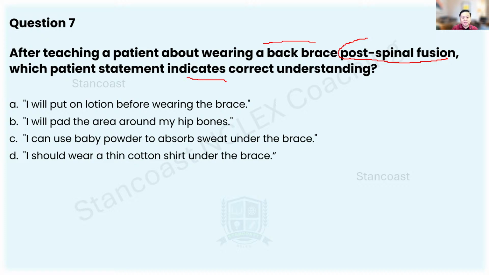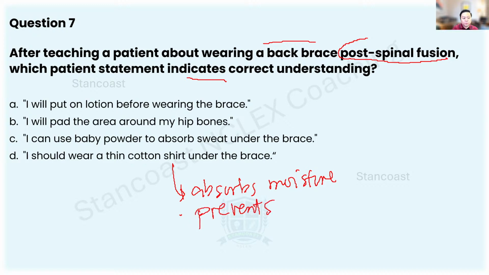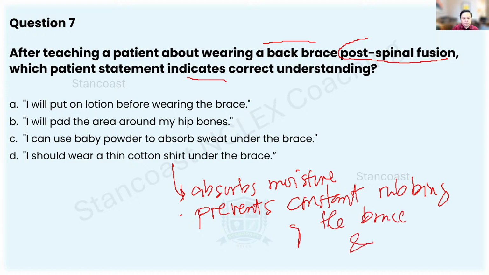And also the shirt itself can absorb moisture. It prevents constant rubbing. All right, so that's the reason why they should be wearing that cotton shirt. There should be a layer that will protect the skin from the brace.